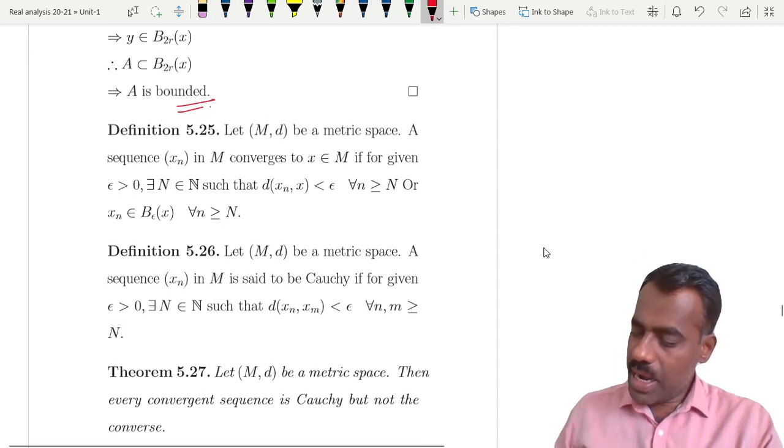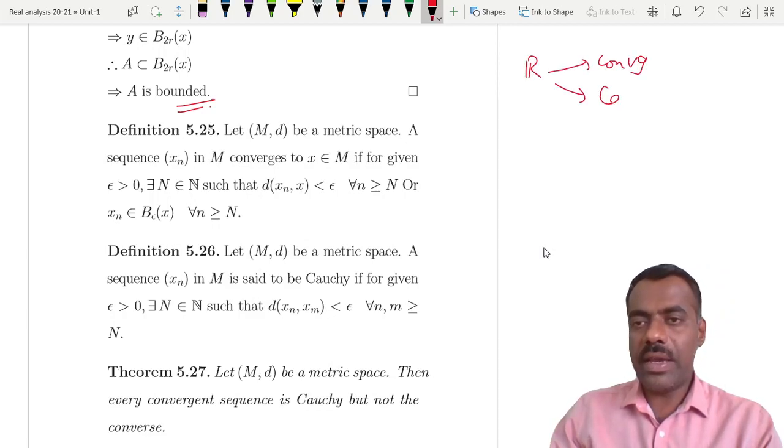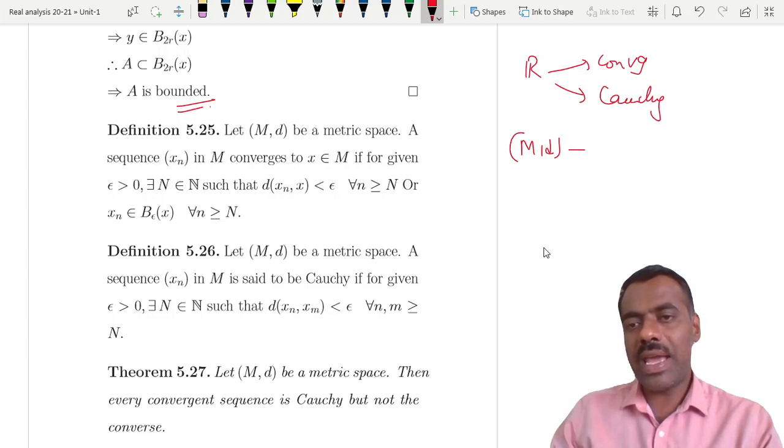Okay. Now, in the last class, we have seen in R what is meant by a convergent sequence and what is meant by a Cauchy sequence. Okay. So now we'll see those two concepts in a metric space (M, d). What is meant by a convergent sequence and what is meant by a Cauchy sequence.